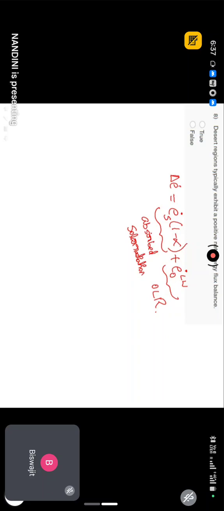We know how the absorbed solar radiation varies with respect to season and latitude. We just saw that based on the albedo values. Now, what is happening to the outgoing long wave radiation? The outgoing long wave radiation also varies with latitudes and seasons.